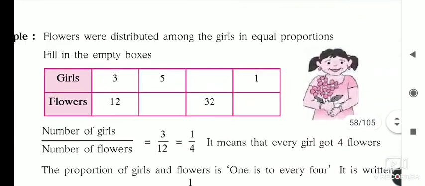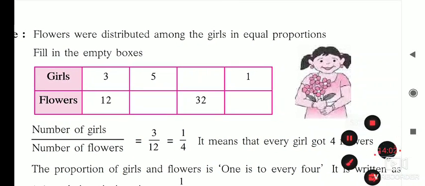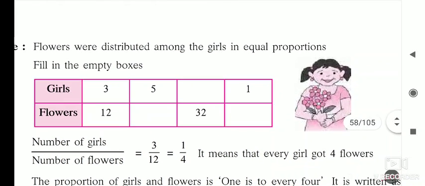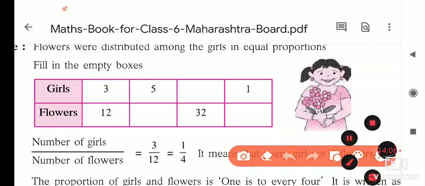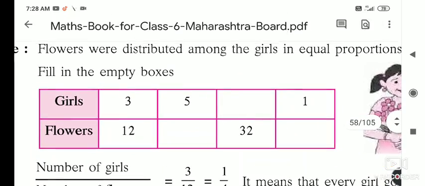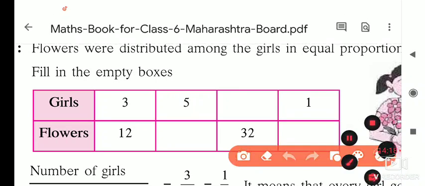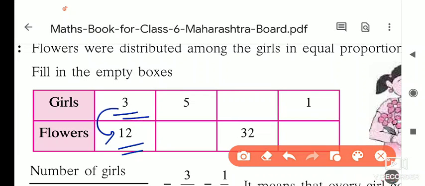Now here is one example. Flowers were distributed among the girls in an equal proportion. Fill the empty boxes. So we have to divide equally. First of all we will discuss this generally, and in detail we will see afterwards. So here 3:12 means 3 girls are there and 12 flowers. So how many flowers does one girl get?